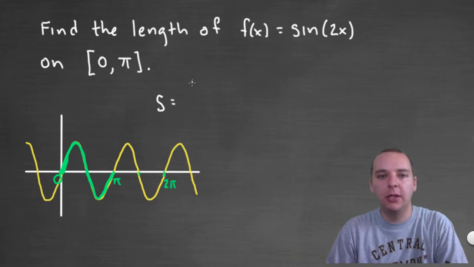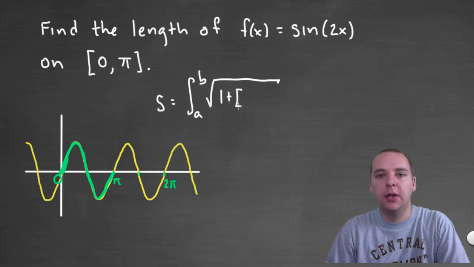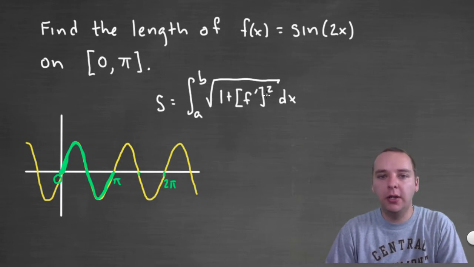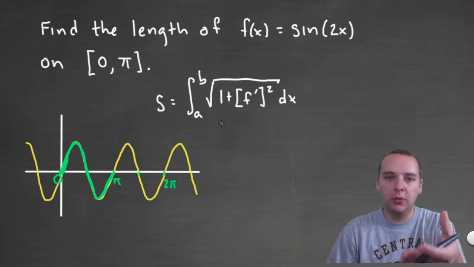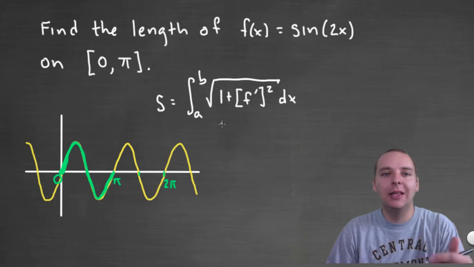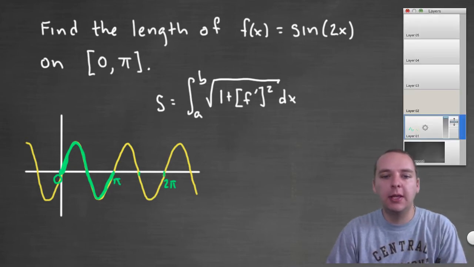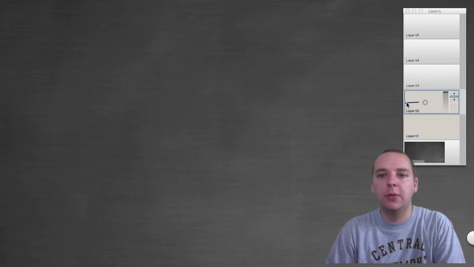The length of a curve would be the integral from a to b, in our case 0 to pi, which I'll write down in a minute, of the square root of 1 plus the derivative squared dx, right? So you take your function's derivative, you square it, you add 1, and you put that under a radical, and this integral that you compute will give you the length of this curve from 0 up to pi. So let's see if we can make that happen. We'll see how we do.